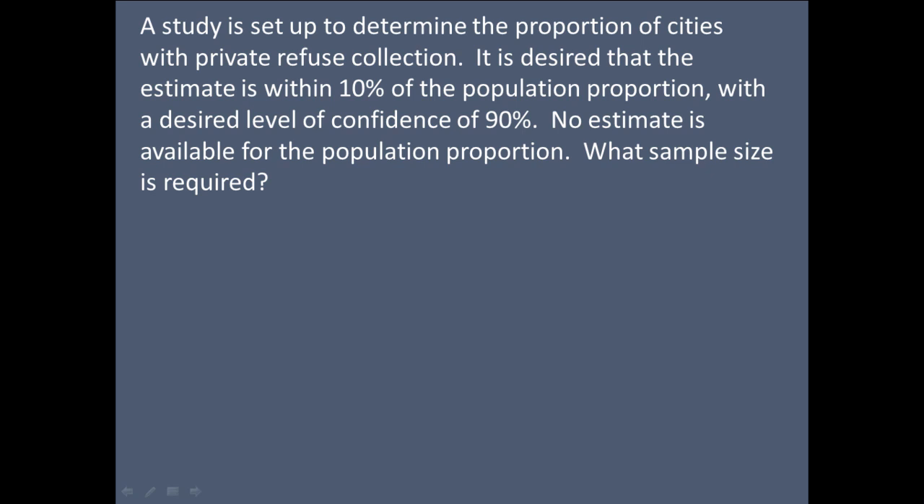So looking at another example, here we're going to set up a study to determine the proportion of cities with private refuse collection. We want a desired estimate within 10% of the population proportion with a confidence level of 90%. We have no estimate for what the population proportion might be.